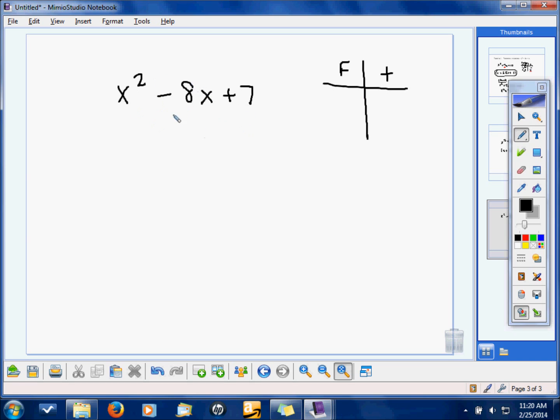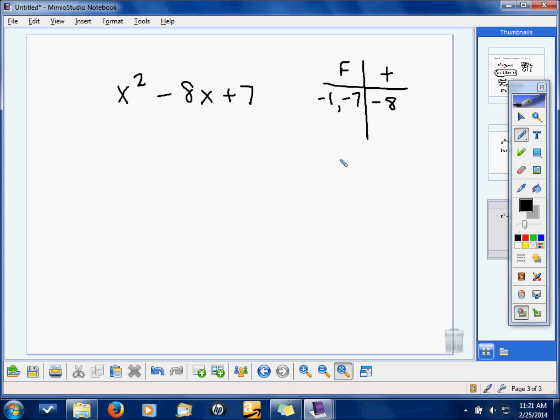If you have a negative in the middle, you have to think of the negative factors. So we have to think of -1 times -7 also gives you +7. Does that make sense? Yeah. Okay, so if you have a negative in the middle, you have to look at the negative factors. If you have a positive in the middle, you have to look at the positive factors. So how much is -1 plus -7? -8. Okay, so that works.